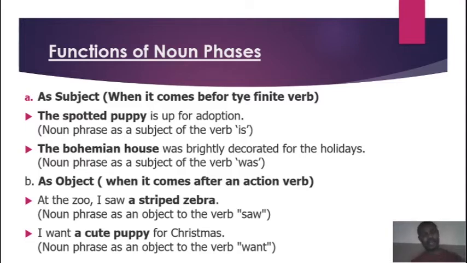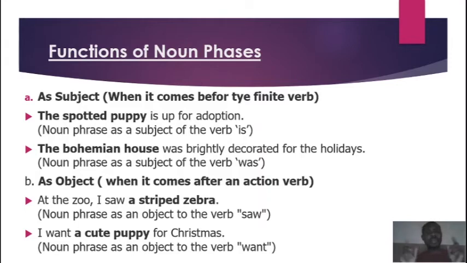Now, listen carefully. When a group of words that functions as a noun begins a clause or a sentence, when a group of words that looks like a noun phrase or that is a noun phrase begins a sentence or a clause, then that noun phrase is functioning as subject of the verb. Now let's look at examples. The spotted puppy is up for adoption. That is a noun phrase. And what's its function? Now look at the bolded aspect of the sentence. The spotted puppy. That's a noun phrase. And what's its function? It's functioning as the subject of the verb "is".